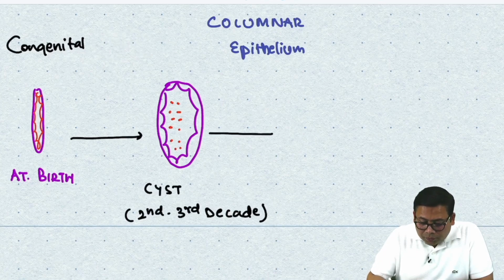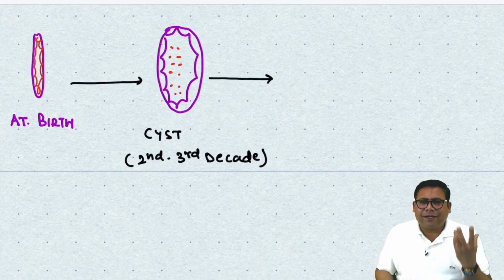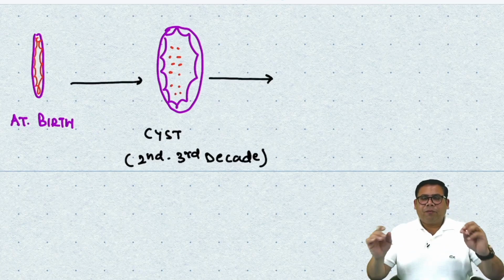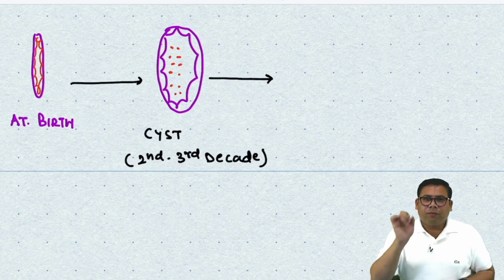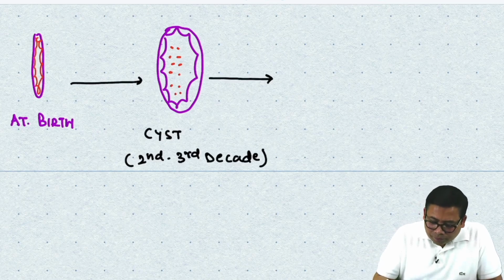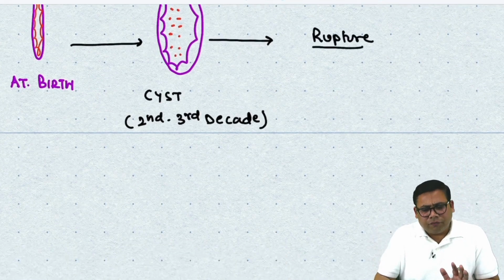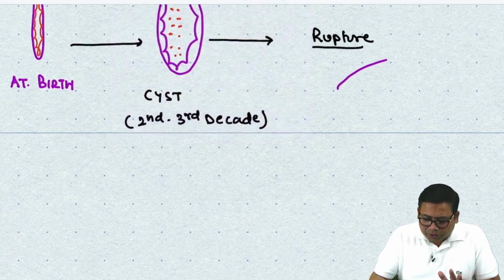Now what is going to be the future of this cyst? Now this is a cyst which will keep on enlarging. Let's take it as a balloon. If you keep on blowing a balloon, what will happen? It will increase in size, get distended, and there will be two things. Either the friend sitting next to you will poke a pin and burst it, or it will spontaneously rupture. So rupture is inevitable for this cyst. It will rupture, and you have to keep in mind that it will rupture. No one can stop it.